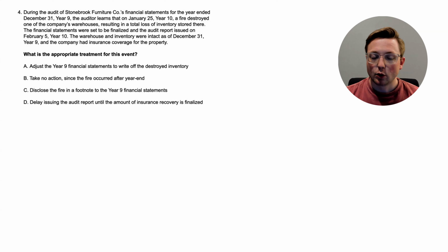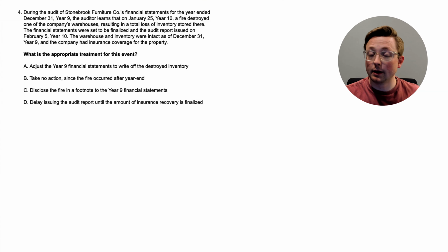All right, here we are at question 4. What is the appropriate treatment for this event? Let's go up to the top. During the audit of Stonebrook Furniture Co.'s financial statements for the year ended December 31st, year 9, the auditor learned that on January 25th, year 10, a fire destroyed one of the company's warehouses, resulting in a total loss of inventory stored there. The financial statements were set to be finalized and the audit report issued on February 5th, year 10. The warehouse and inventory were intact as of December 31st, year 9, and the company had insurance coverage for the property. What is the appropriate treatment for this event?